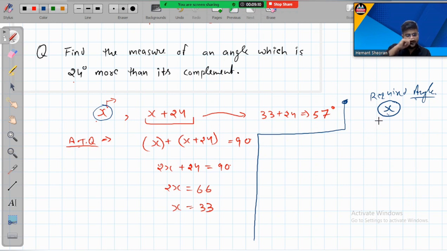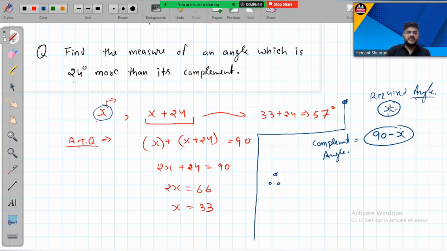So the other angle will be how much? X minus 24. That way will also work. Or I can assume the other angle to be 90 minus x, which is the complement angle. Yes or no? If I have to find the complementary angle of x, I will do it this way. Now I will apply the condition of the question. He said that the required angle is 24 degree more than what?